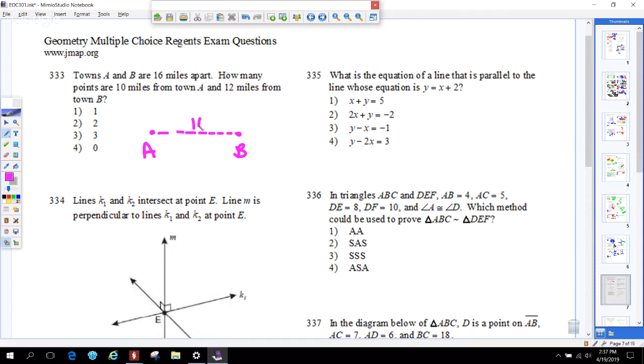So we know that this distance is 16. How many points are 10 miles from town A and 12 miles from town B? Well, if I do 10 and 12, I know I'm going to end up getting more than 16, so I know that they're going to overlap. Even though a town is bigger than a dot, for our purposes, we're going to make it a dot. Here, if this is halfway, this is about 8.